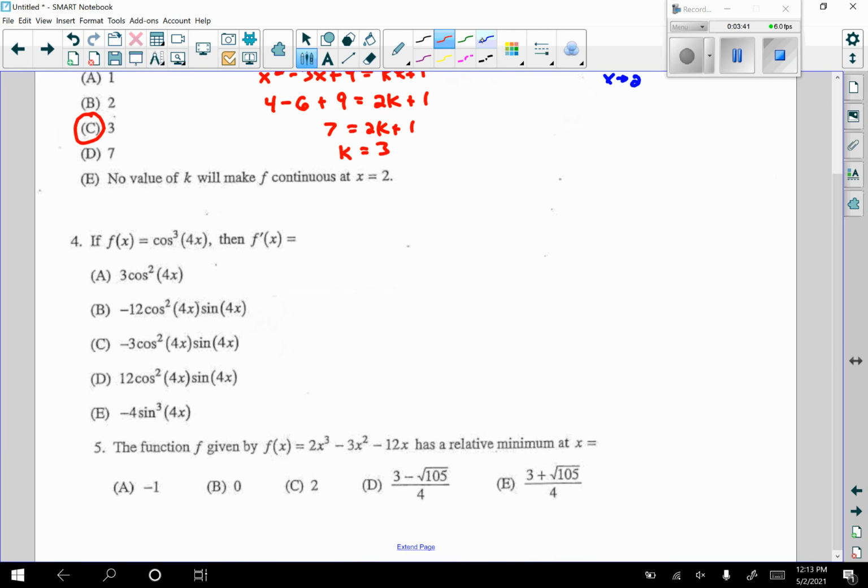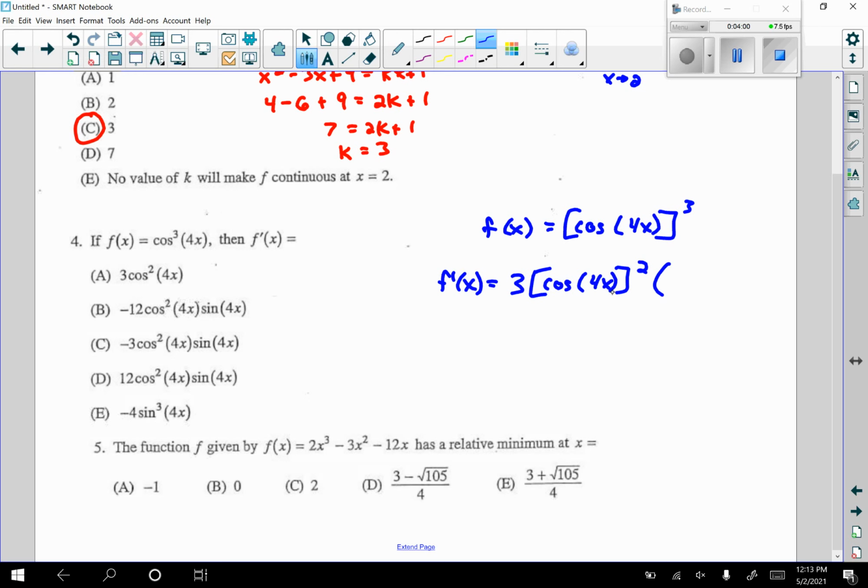All right, for number 4, we're just taking the derivative carefully here. So we could think of f of x as cosine of 4x, that whole quantity cubed. So then our derivative, careful use of the chain rule. First we bring that 3 down, then it's times cosine of 4x squared times the derivative of cosine, so it becomes negative sine of 4x, then times the derivative of the innermost part, which is 4. So now if we multiply, looking at our answers here, this is going to give us a negative 12 times cosine squared of 4x times sine of 4x.